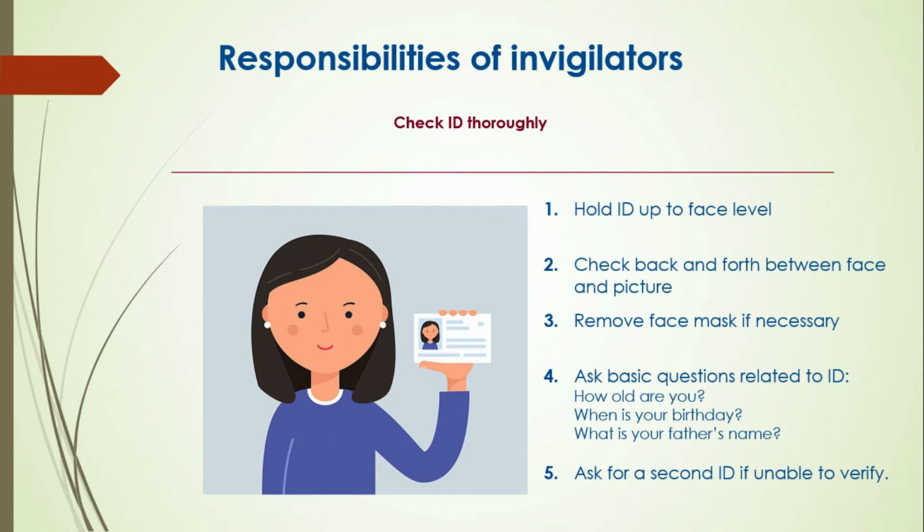You can ask basic questions related to the ID. There's not much information on there, but you should ask, how old are you? When's your birthday? What's your father's name? Little simple questions, and if you ask them quickly in a row, you might be able to gauge who they are. And if you're absolutely not sure, it's fine to ask for a second ID just to check if they're carrying ID more than just for themselves.